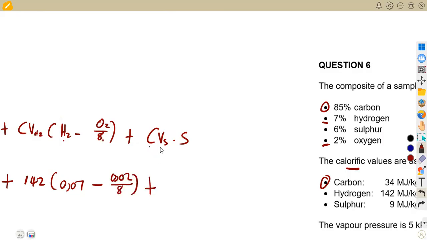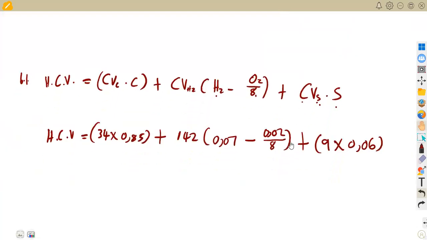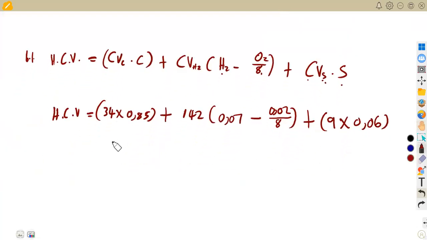Plus the calorific value for sulfur. For sulfur, that's 9 megajoules per kg, times the percentage of sulfur, which is 6%. That's 0.06 as a decimal. So this whole part is going to give us the higher heat value. You can simplify each and every part if you want, or you can just give the answer at the end.